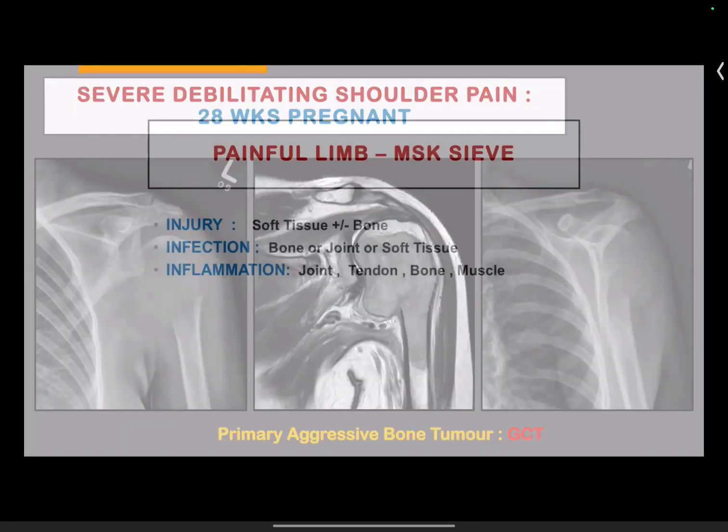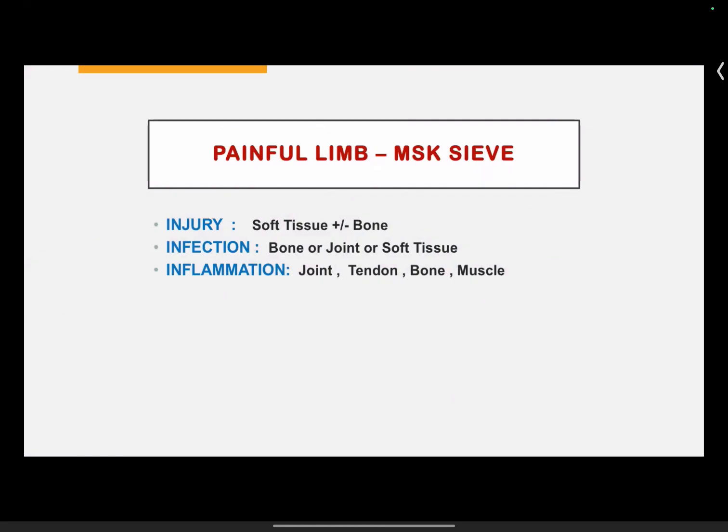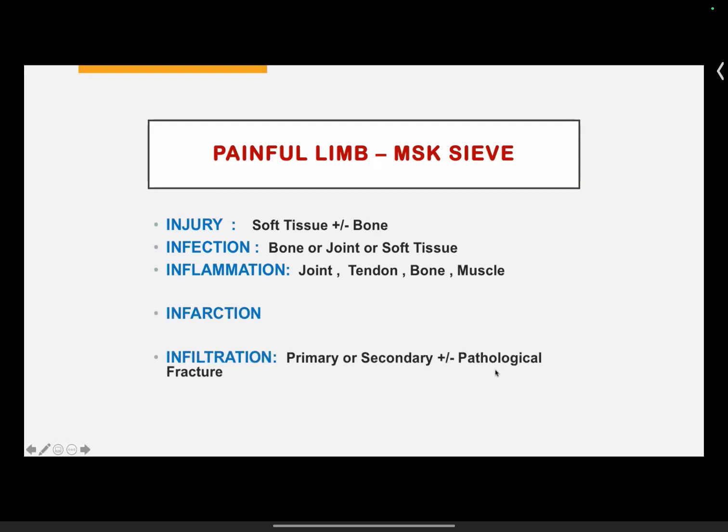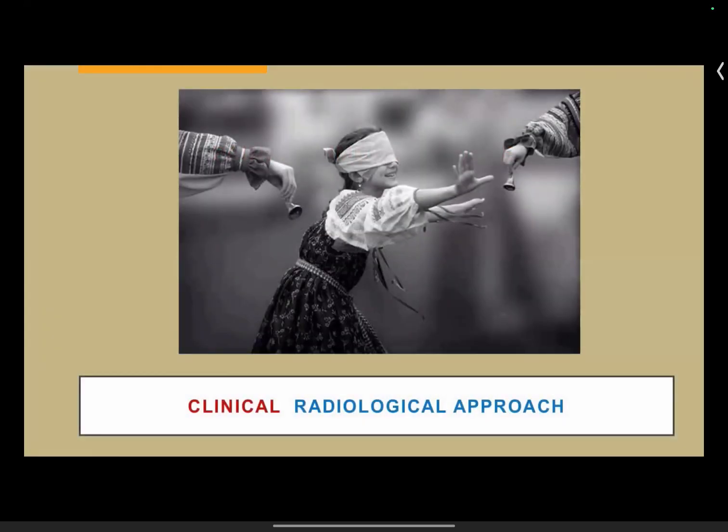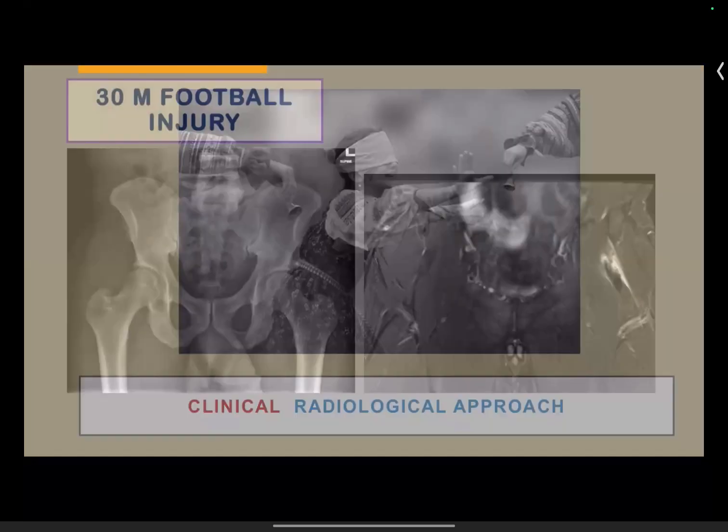So, right. Coming back to that, the moral of the talk today is that whenever you're dealing with a painful limb, think about injury, that is soft tissue or bone, infection, inflammation, infarction of the bone or muscle, or infiltration, which can be primary or secondary, plus or minus pathological fracture. Okay. So that's the clinical radiological approach.